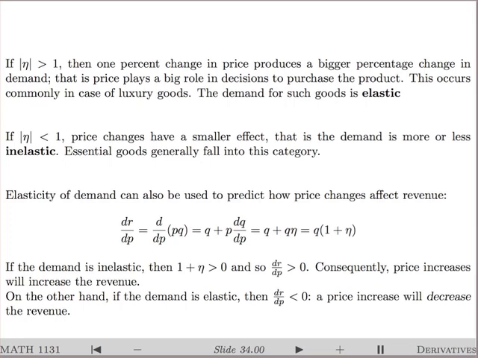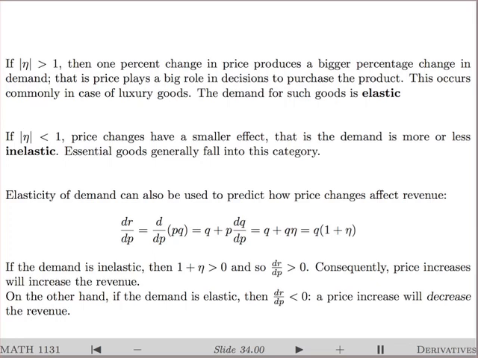It means that if eta is bigger than 1 in absolute value, so eta is between negative infinity and negative 1, a 1% increase in price depresses the demand by more than 1%. We say the demand is elastic because apparently the demand is not constrained by other things as much, and so price plays a bigger role in the decision to buy that good. This is often the case for luxury goods. We can live without diamonds or fur coats, so if the price is more than we can afford, we don't necessarily buy them.